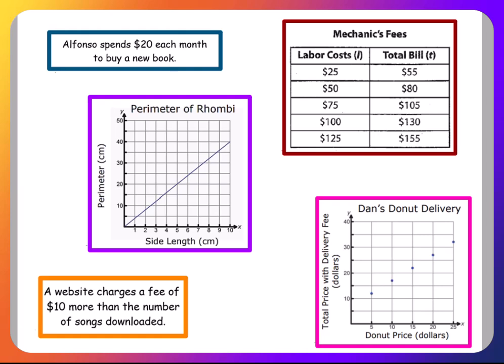So we start with the first one. It says Alfonso spends $20 each month to buy a new book. Okay, what do you think? Look for the clue words. It's a situation. Look for the clue words that mean to add or subtract. And subtract is considered an additive, just like division is considered multiplicative. I'm sorry. So look for the clue words: add, subtract, multiply, or divide. Well, it says each month, doesn't it? So that means it is going to be a multiplicative relationship.